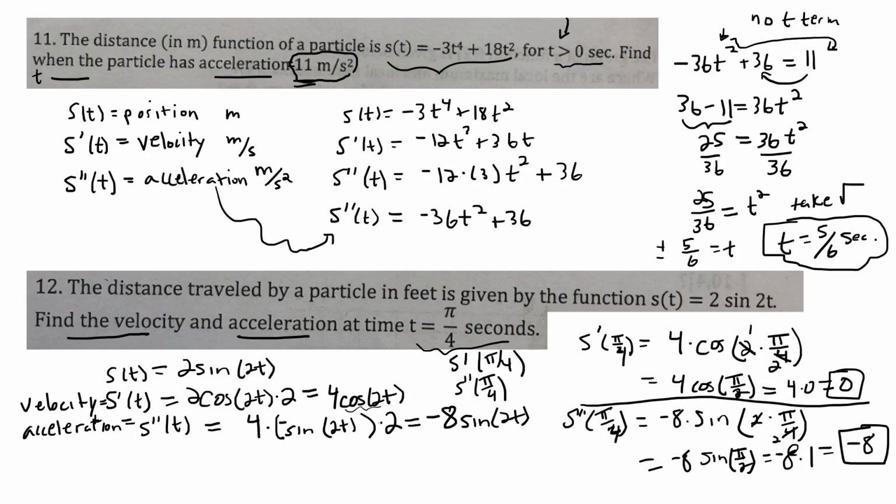Units, this would be in, we assume, let's say feet and seconds, right? So this is feet per second. If the position is in feet, then the velocity is in feet per second, and the acceleration is in feet per second squared. Okay, it's a negative acceleration. It's decelerating.